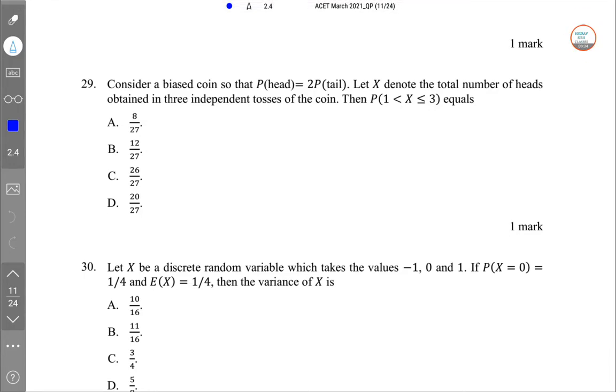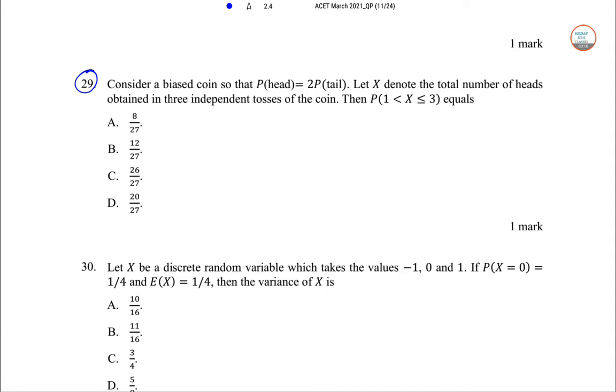In today's video, I'm going to solve the ACET March 2021 statistics segment from question 29. Consider a biased coin. The coin is biased: probability of head is 2 into probability of tail. Let x be the total number of heads obtained in 3 independent tosses. Find the value of probability of 1 less than x less than or equal to 3.